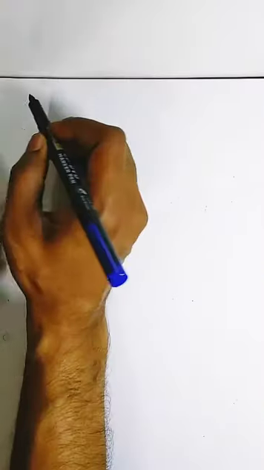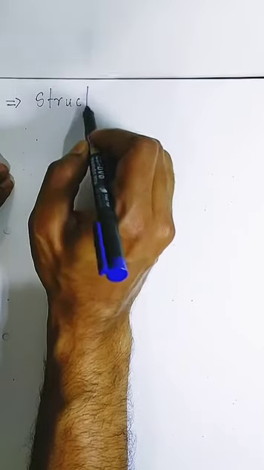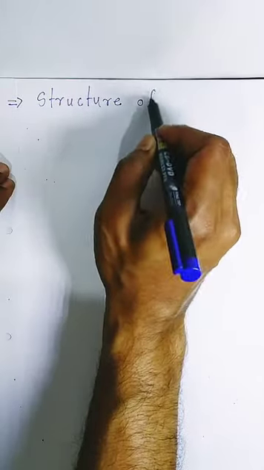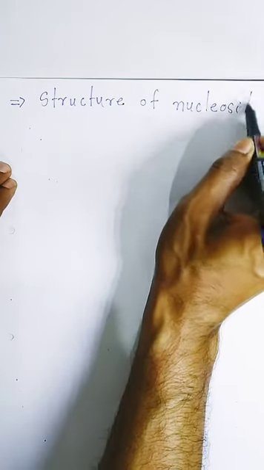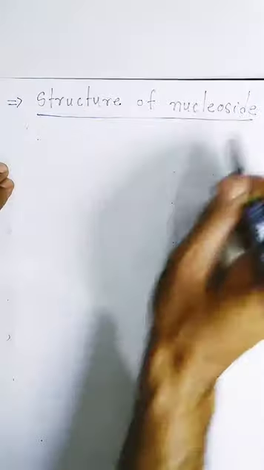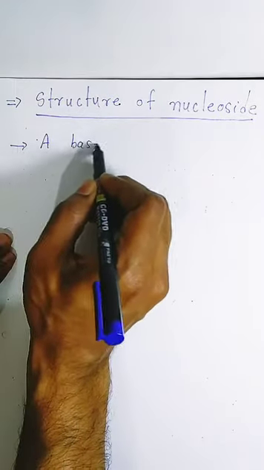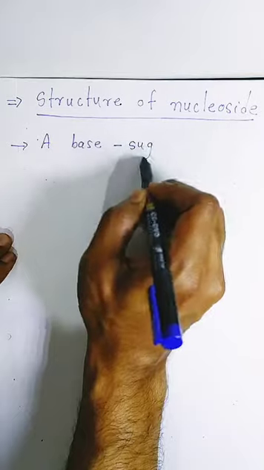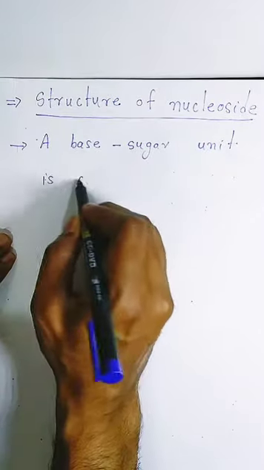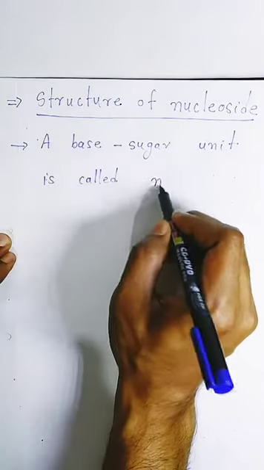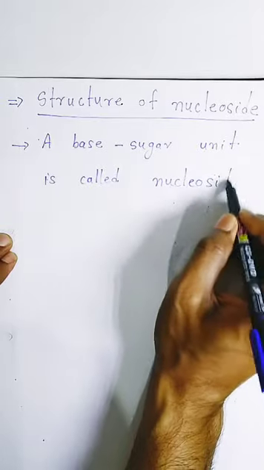Now students, we are going to see the structure of nucleoside also. What is nucleoside? It is made up of a base and a sugar. Both units together are called nucleoside. Base and sugar, both we call as nucleoside.